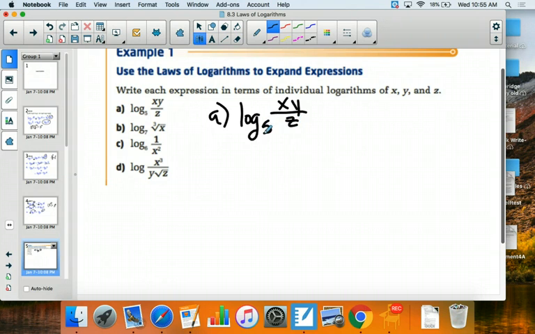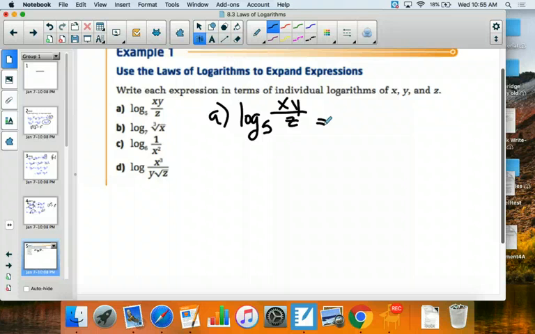Okay, what it wants us to do is write this as an expression in terms of individual logarithms. So it wants three different logarithms, something with log x, something with log y, something with log z, that would fit this rule. So what operations are happening in this argument of xy divided by z? Well, there's a division, right?